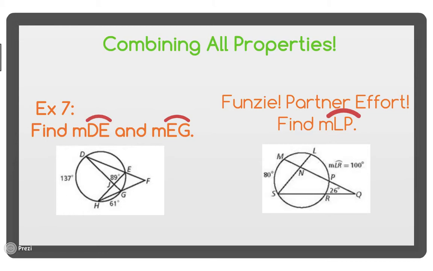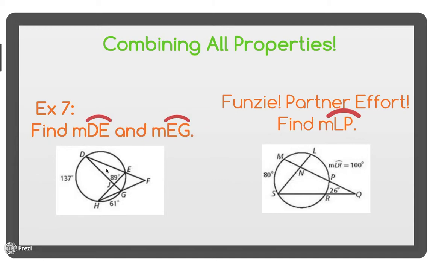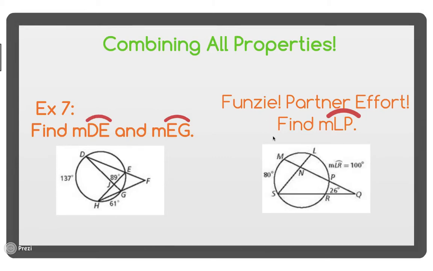But anyways, so example 7, you're going to use this nifty picture to find the measure of arc DE and EG. And you're going to be using more than one of the properties we have talked about in this Prezi to help you find the measure of these two arcs. And the funsy we'll be doing later on. All right, guys, so go ahead and pause the video and watch example 7.